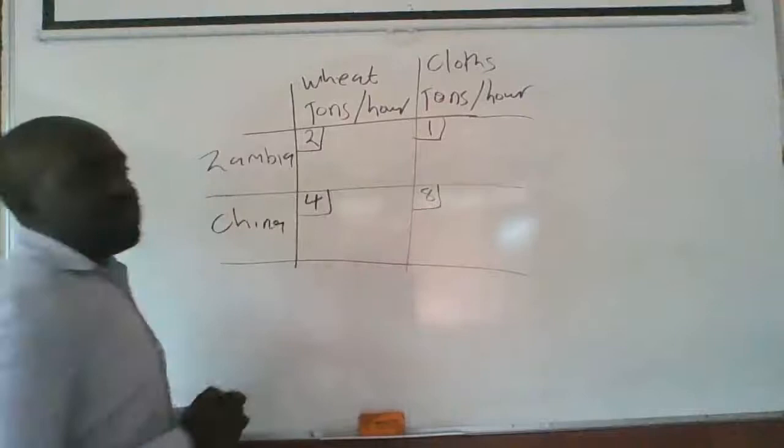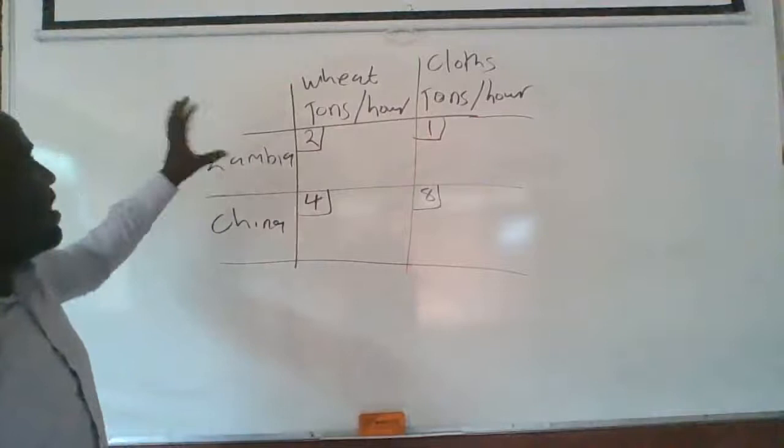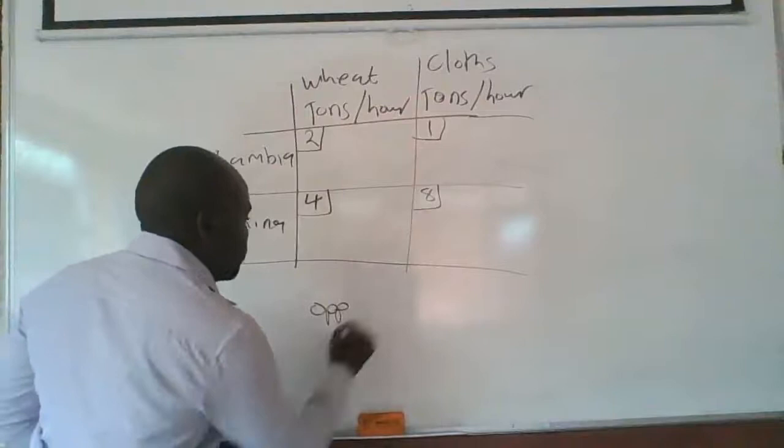Okay, so I've just drawn a new table so that I only show the opportunity costs for each nation. Now, let's start with Zambia. The opportunity cost, according to the formula we had, is equal to the foregone over what we gain.